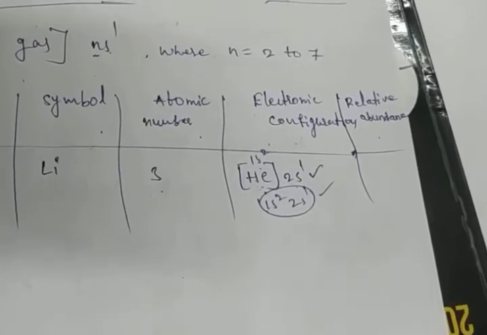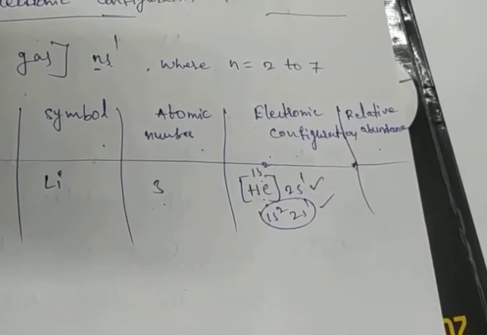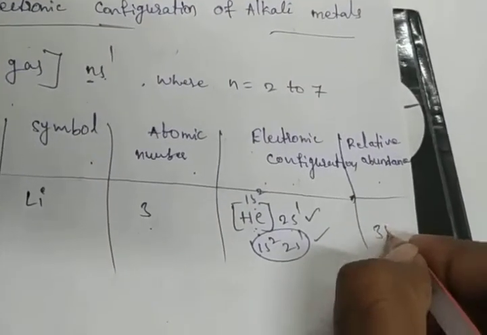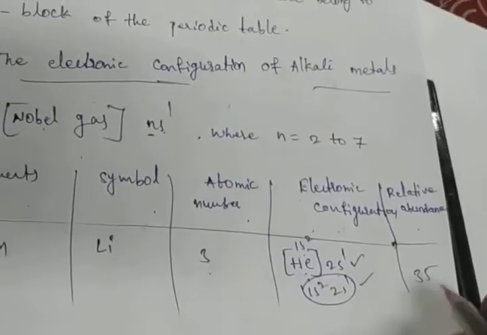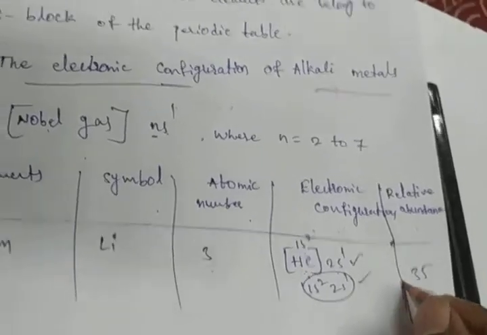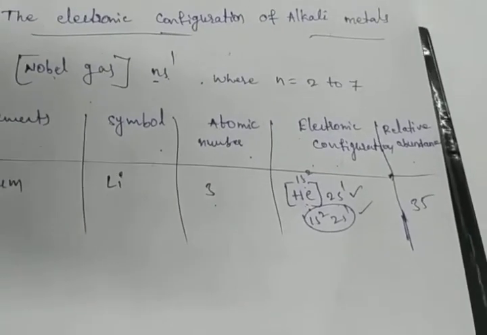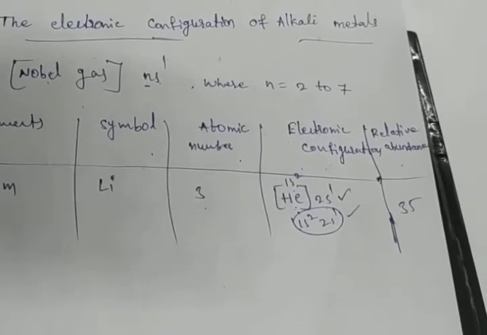And the last column is relative abundance. Relative abundance is 35. Relative abundance means generally the lithium we can obtain from nature, that is 35%.